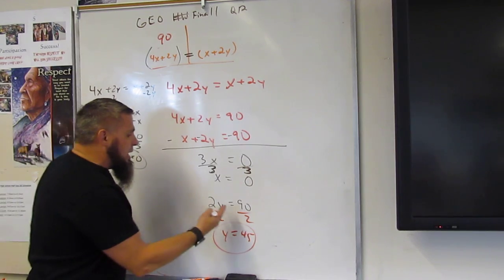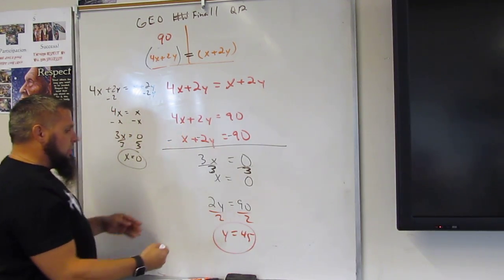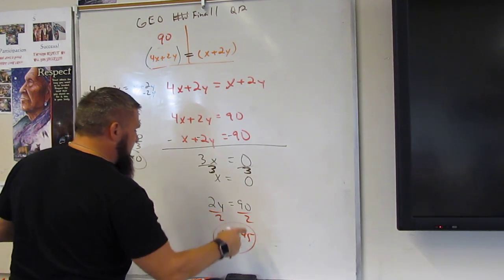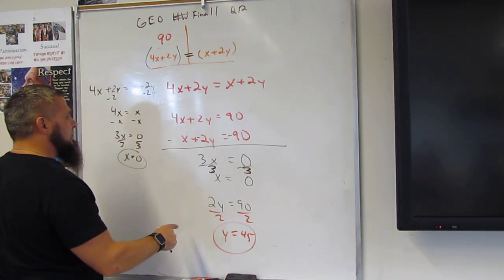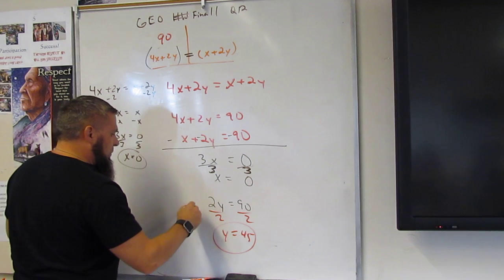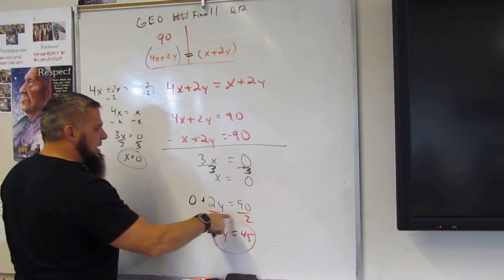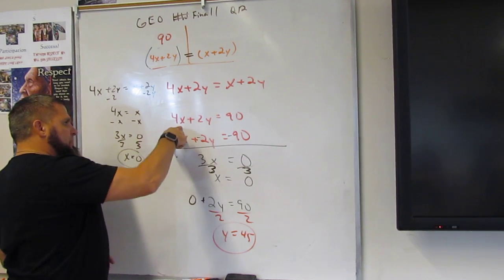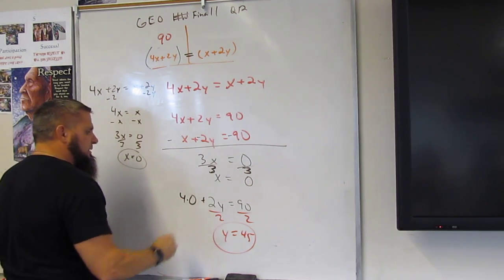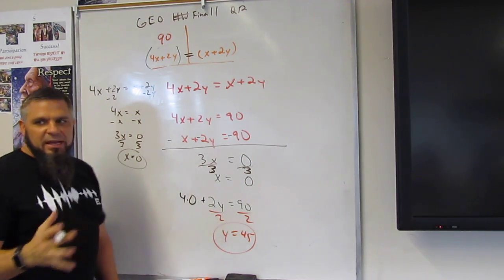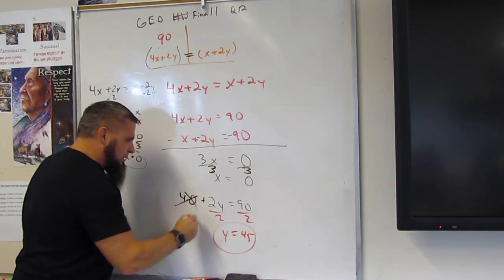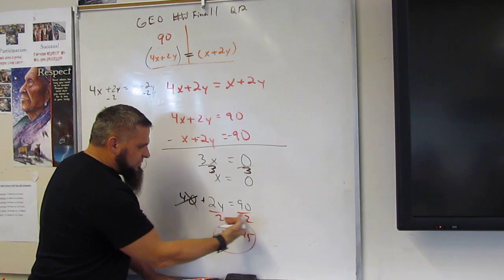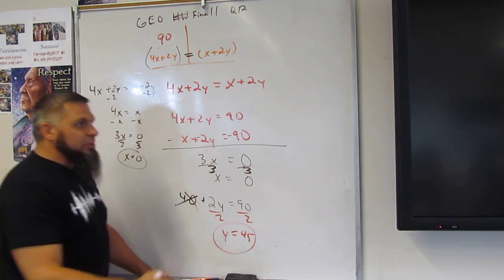Okay? So now when I plug in that 0 into one of these equations, I get, which one did I decide to plug it into? Well, I said that 0 plus 2y equals 90, right? So it doesn't matter whether I plugged it into this one or this one. It could have been 4 times 0 or 1 times 0. It doesn't matter which one it is. It's still 0. So this is still nothing. And then I divide by 2 on both sides, I get y is equal to 45.